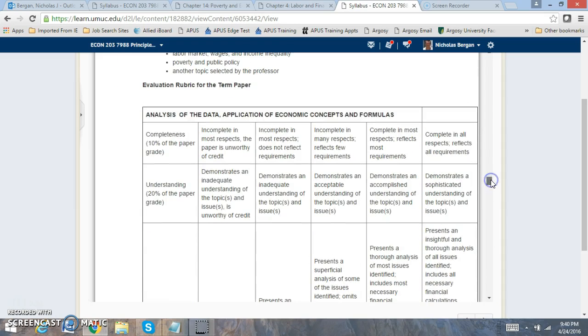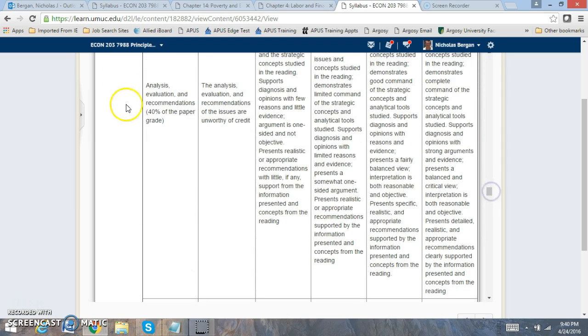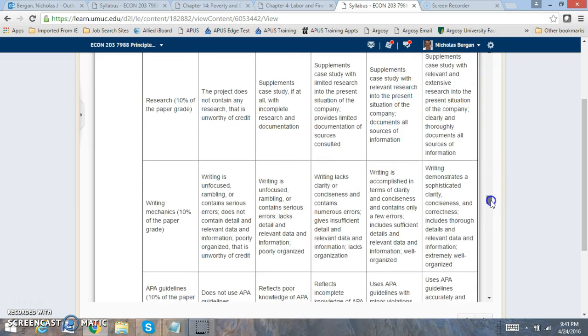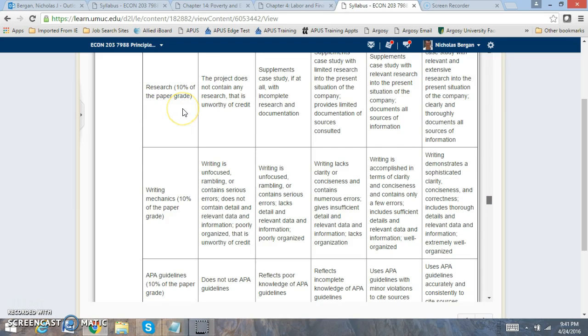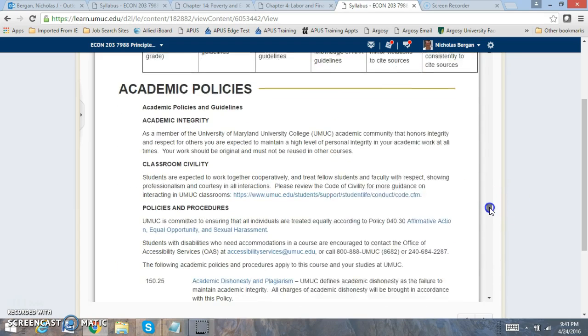Here's the rubric you're looking at: 10% for completeness, 20% for understanding, 40% for analysis, evaluation, and recommendation, 10% is for the research. So you're trying to hit this mark right here. 10% is for writing, 10% is for APA.